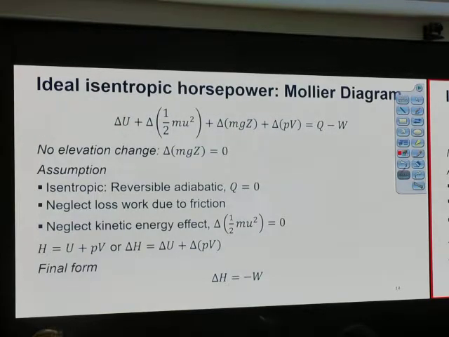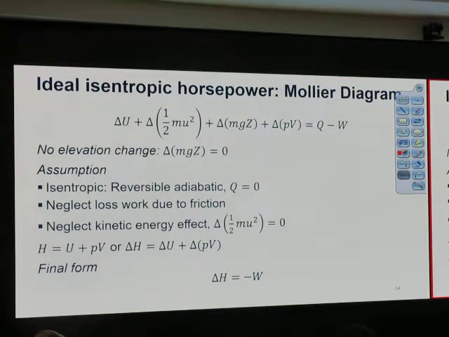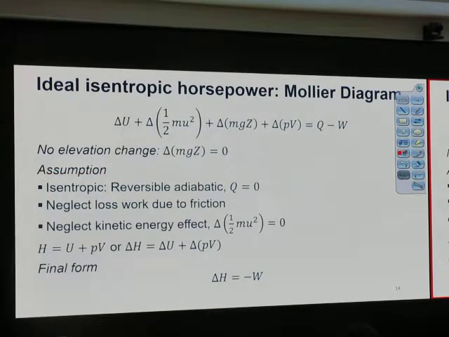Okay. Ideal isentropic horsepower is this equation. We assume no elevation change. Isentropic means reversible and adiabatic. If the process is reversible and adiabatic, this means S is constant, so Q is also constant for reversible adiabatic. Okay.